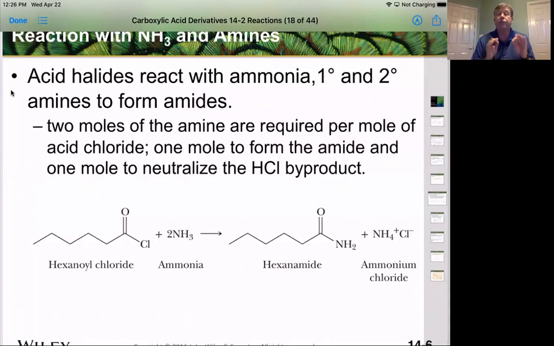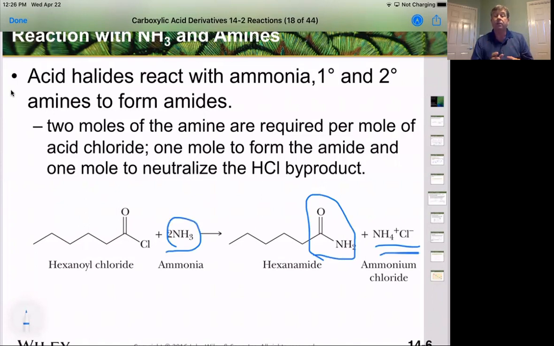Now we always have to use two equivalents of the amine because one of the equivalents is going to be consumed to make the amide, and the other equivalent is going to be making the HCl salt. Once you have to displace this chloride, it has to go somewhere. So it generates the HCl salt that has to be neutralized. So you always put two equivalents of either ammonia or a primary or secondary amine to form that amide and that salt, okay? So that works very quickly in this acid chloride reaction.